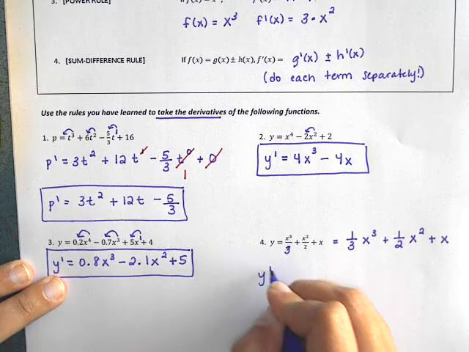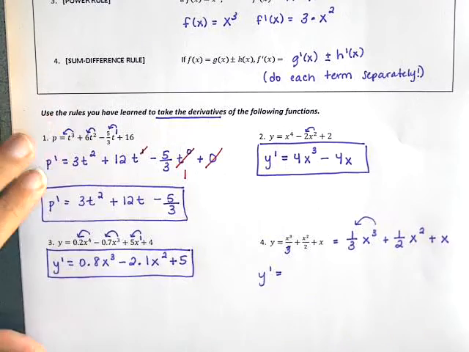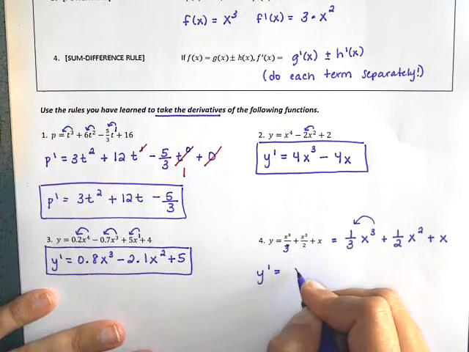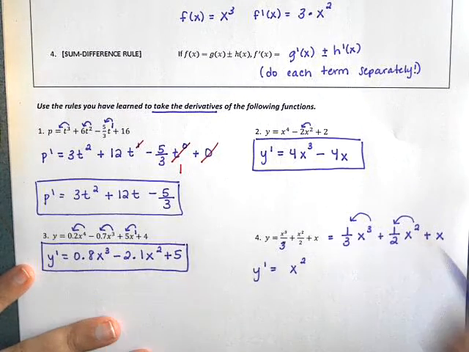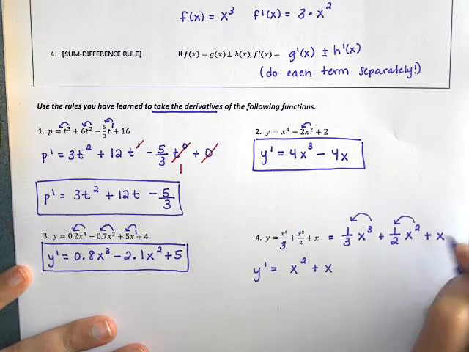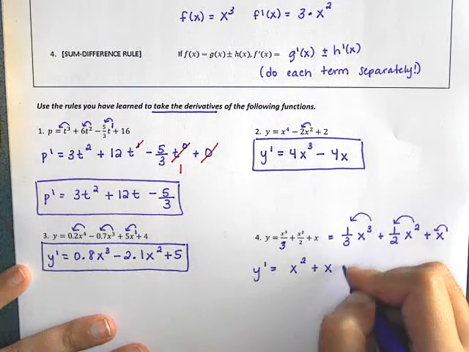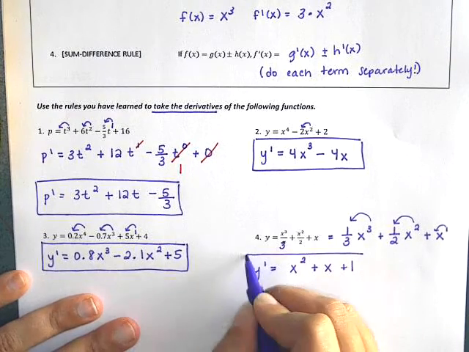Now I'm going to take the derivative, so y prime equals. Here we go. Drop it like it's hot. 1/3 times 3 is just 1. X squared, decrease it by 1. Drop it like it's hot. 2 times 1/2 is just 1x. Drop it like it's hot. It's just a 1. No x necessary, and we're done.